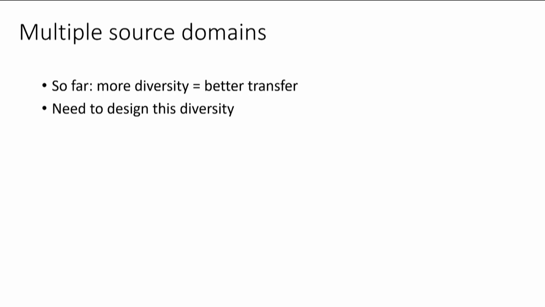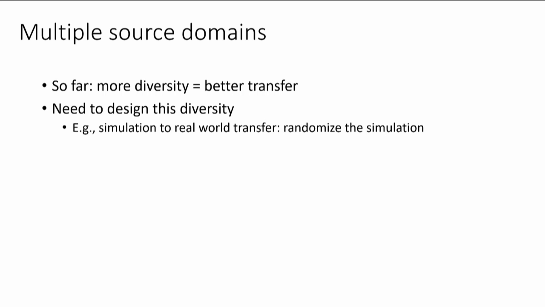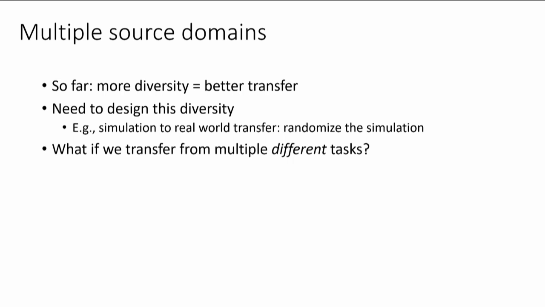But we saw that we need to either modify our algorithm or somehow build this diversity into our source domain with randomization. So for example, for simulation real-world transfer, we need to randomize the simulator. So if we can transfer from multiple different tasks, in some sense that diversity might come for free, just because across many different tasks, your policy needs to figure out commonalities, which will hopefully allow it to generalize to new tasks that are from the same distribution but quite distinct from any of the ones you trained on.